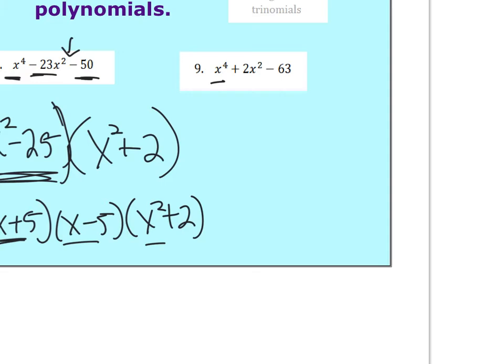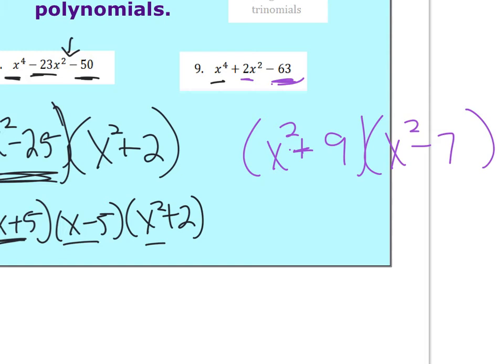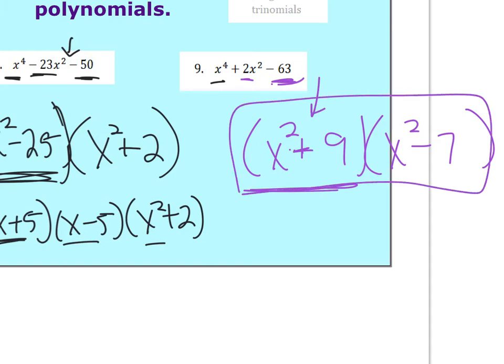With number 9, same kind of idea. All right, x squared and x squared again. So it multiplies to negative 63 but adds up to 2. Well, I'm going to go minus 9, or plus 9 minus 7. Now I can't do anything with this. It's not a difference of 2 squares because it's addition. That would make it a sum of 2 squares, and I can't do anything with that. So that is technically as factored as you can get it. Okay? This is not a difference of 2 squares. It is a sum of 2 squares.